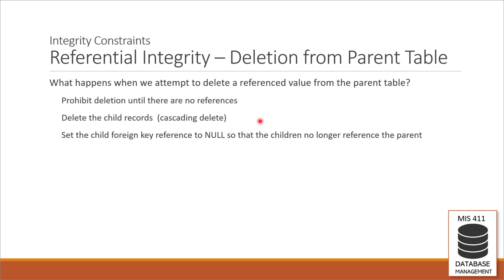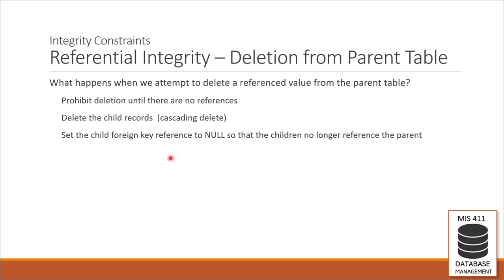So there are three options that we have in this case, and it really has to do with how we set things up. We can either prohibit deletion, that kind of makes sense. I basically say you can't delete this major until all the children referencing that major have been deleted as well. If there's anything referencing that major, I can't delete it from the parent table major, because doing so would break referential integrity. Another option is to delete the child records. So when I delete from the parent table, any child table records that reference that row in the parent table would also get deleted, and that's called a cascading delete.